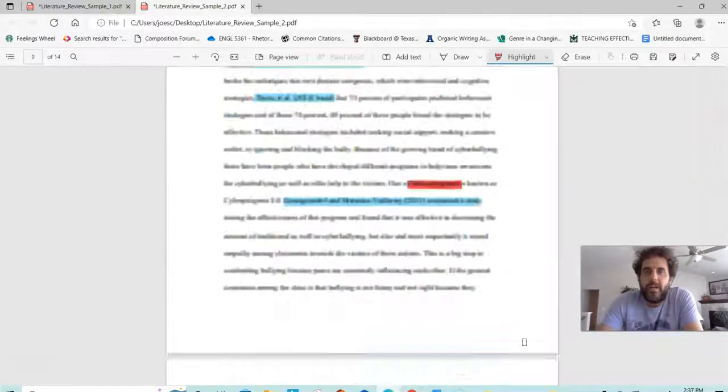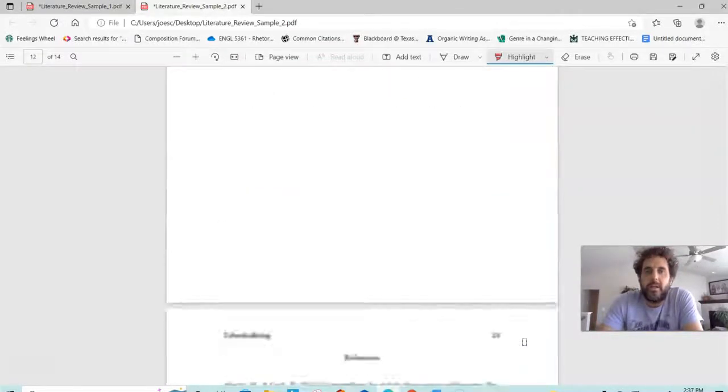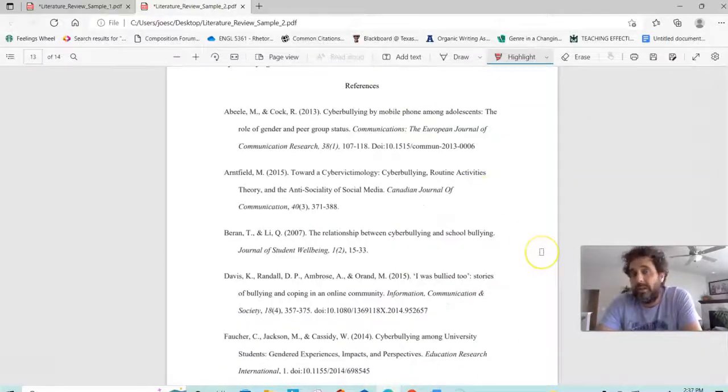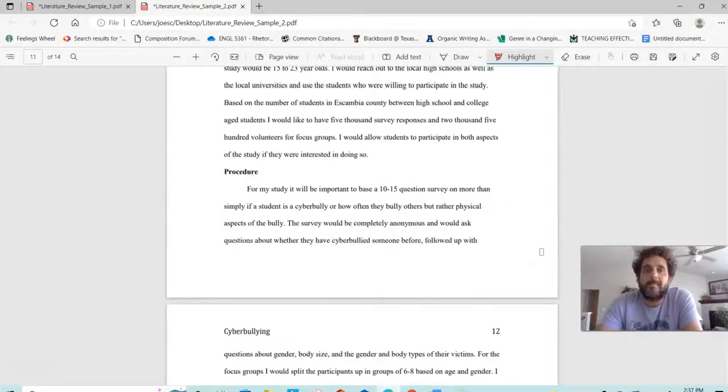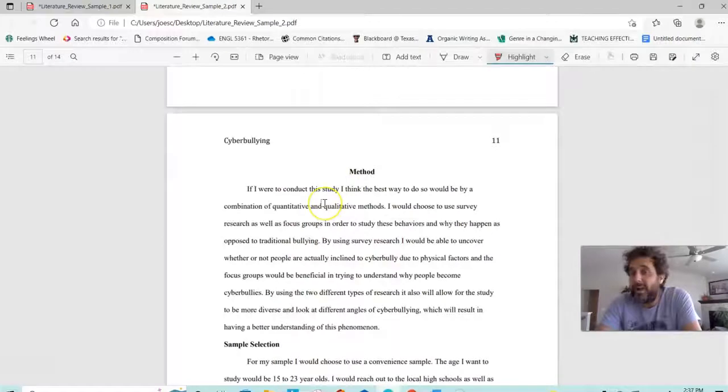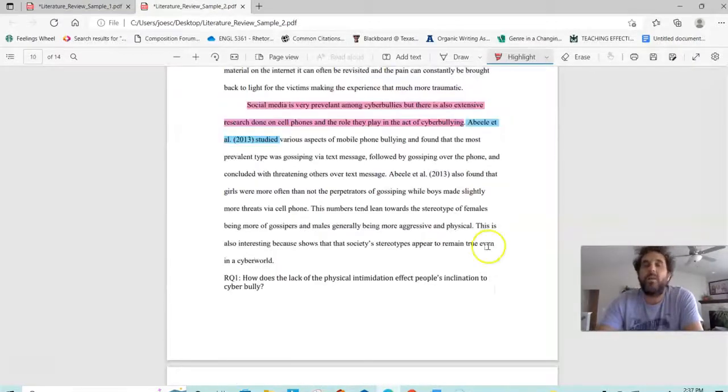What else? Well, they all have a references page, and or a works cited page, and you'll need one of those. I'm not asking anybody to do this procedure part. You don't have to do that. Any of this method stuff, you don't have to do that. All I want is the literature review.